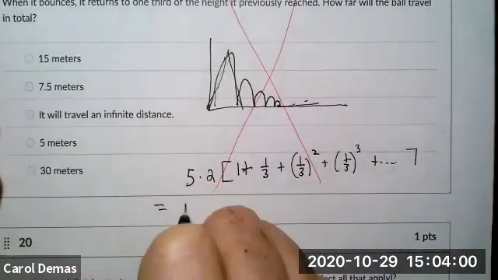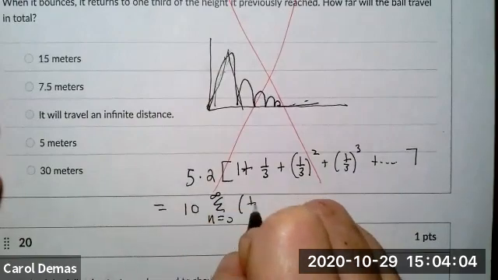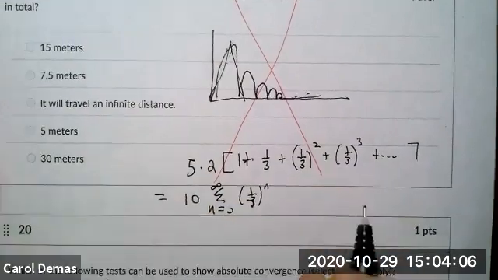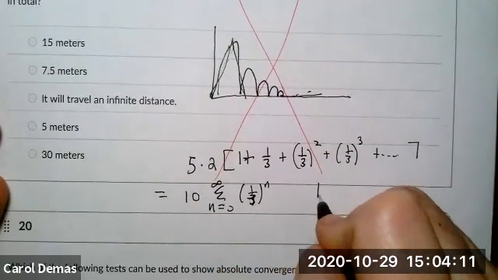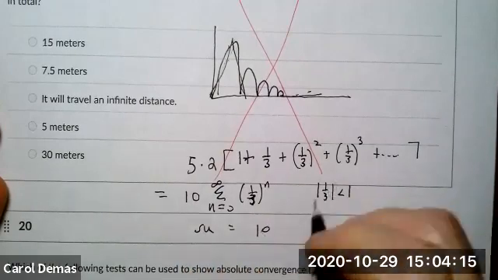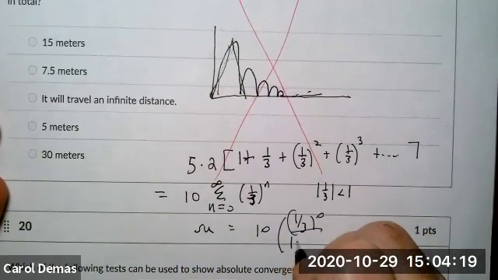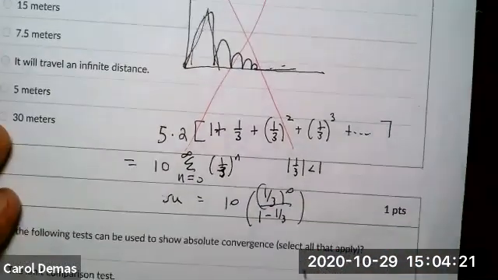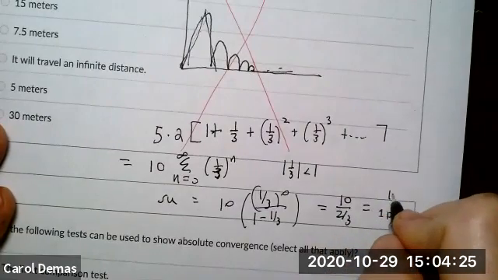So this is equal to 10 times the sum from n equals 0 to infinity of (1/3)^n. And that's a geometric series, right? And 1/3 is less than 1. So the sum is going to be 10 times (1/3)^0 over 1 minus 1/3. And that's going to be 10 over 2/3, which is 15.